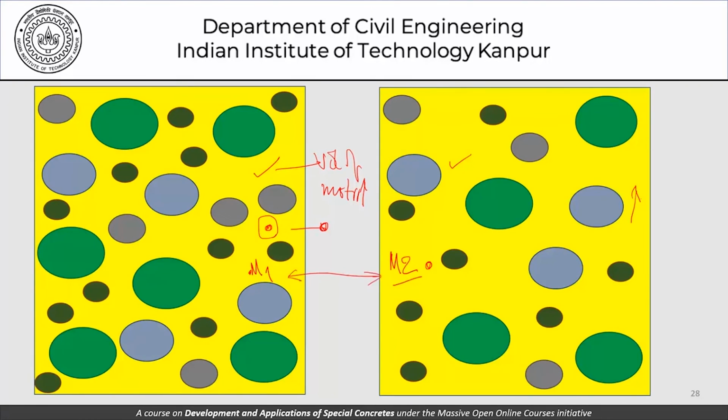So as far as the viscosity is concerned, which of them should have a higher viscosity? Mortar M1 needs to have a higher carrying capacity because it is carrying many more aggregates compared to mortar 2, which is carrying fewer aggregates. So this is basically the crux of our discussion. What should be the properties?